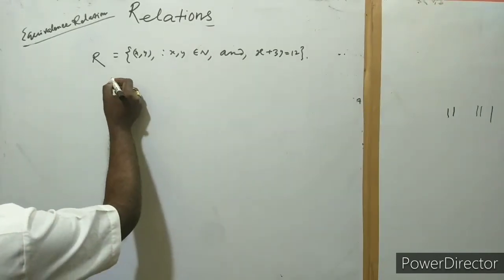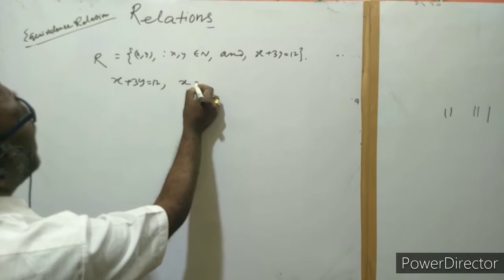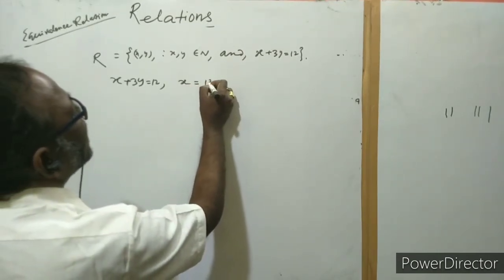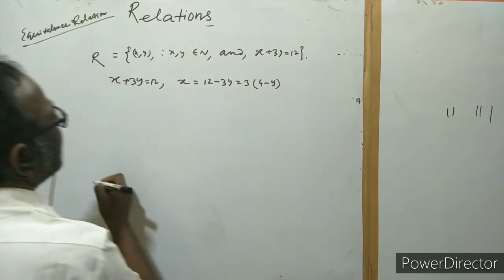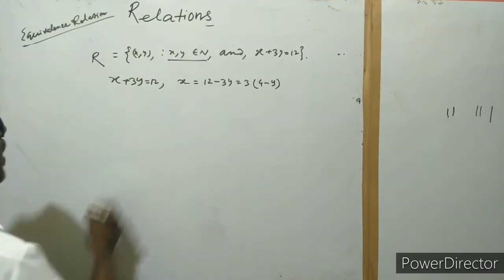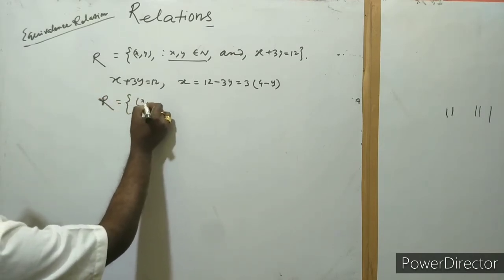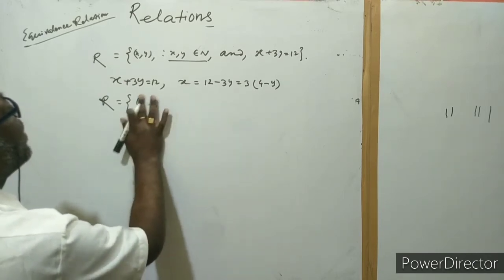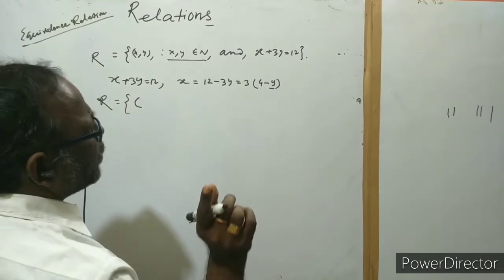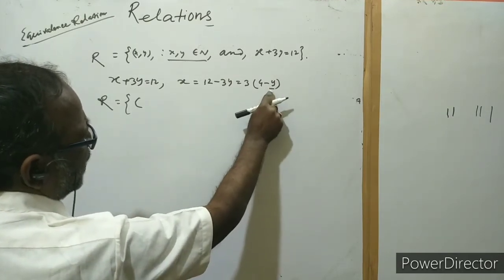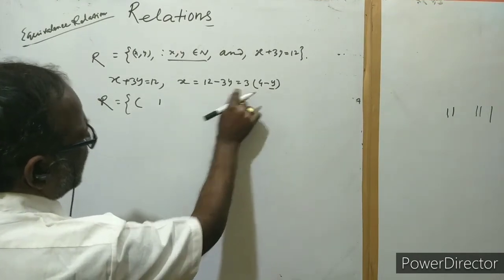So see here, x plus 3y is equal to 12. Now we find x in terms of y, that is 12 minus 3y, and taking a common factor 3, it is 3 times 4 minus y. Okay, and N being positive numbers, x and y are positive numbers. If we collect them, then the relation is there. This is x comma y. Now see, if we put here 1, the first natural number, it is easiest for the calculation. Then what do we get? 3 times 3, which is 9.